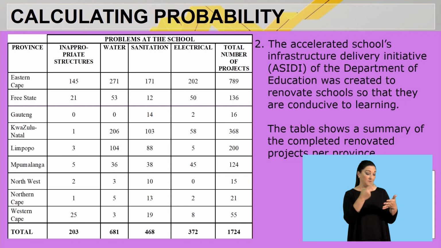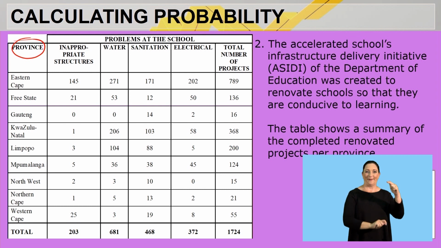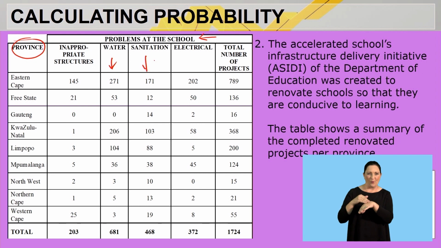Here I have the table. If I look at the table, the provinces are listed here, starting at the Eastern Cape all the way to the Western Cape. Then we have inappropriate structures, and we are referring to the problems at the school. Then here we have water problems per province. Here we have sanitation, electrical, and then the total number of projects. Just to give an idea, let's look at the Eastern Cape.